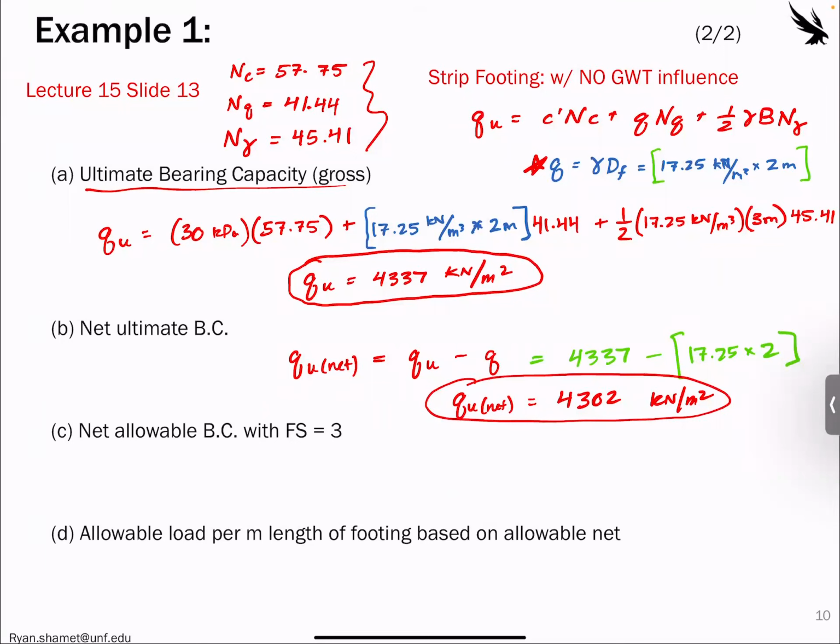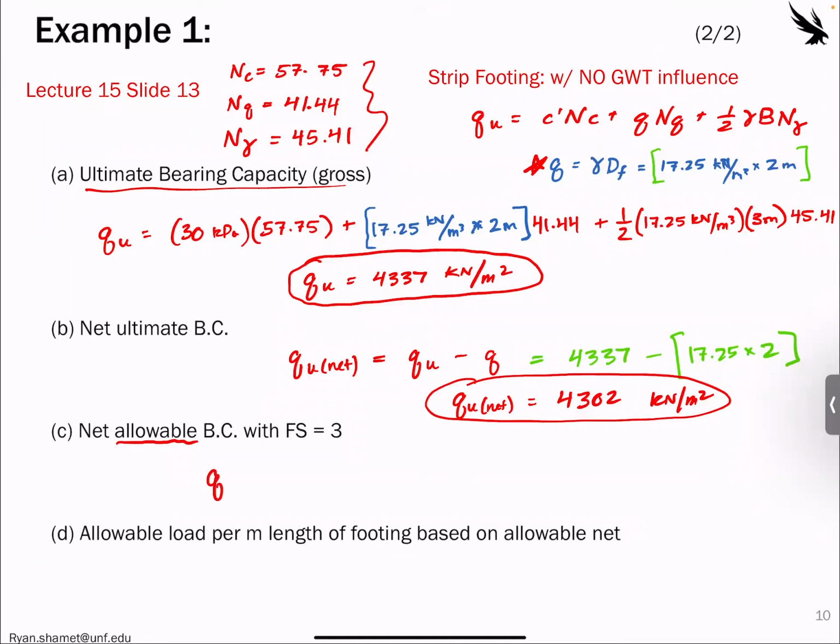Now you could still apply a factor of safety to it, and oftentimes we still do, just to account for the uncertainty of the theory, the uncertainty of the equation, or the soil conditions, all of those things. So sometimes we would still apply a net allowable with a factor of safety. So anytime you hear allowable, that is going to be a factor of safety applied. So factor of safety should always produce a lower value.